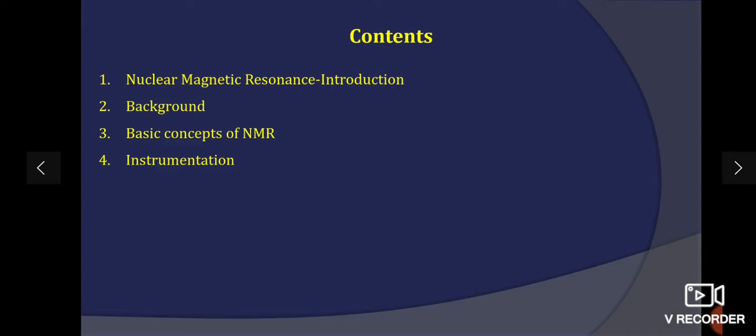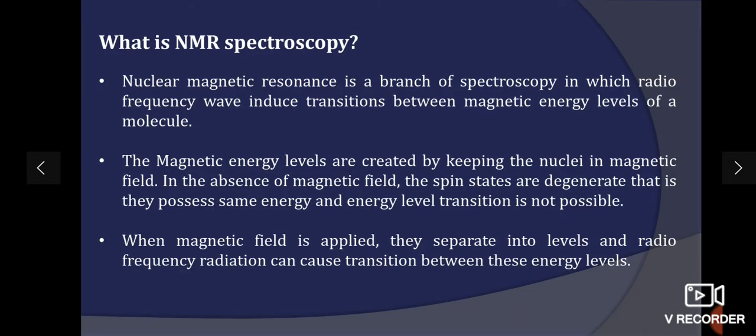So we are going to see the NMR spectroscopy introduction. What is NMR spectroscopy? It is a branch of spectroscopy in which radio frequency waves induce transitions between magnetic energy levels of a molecule. In microwave spectroscopy, we saw the transitions between rotational energy levels. In IR spectroscopy, we came through the transitions between vibrational energy levels. Here, in NMR spectroscopy, the transitions are between magnetic energy levels, which are induced by radio frequency. We are going to read about this technique.